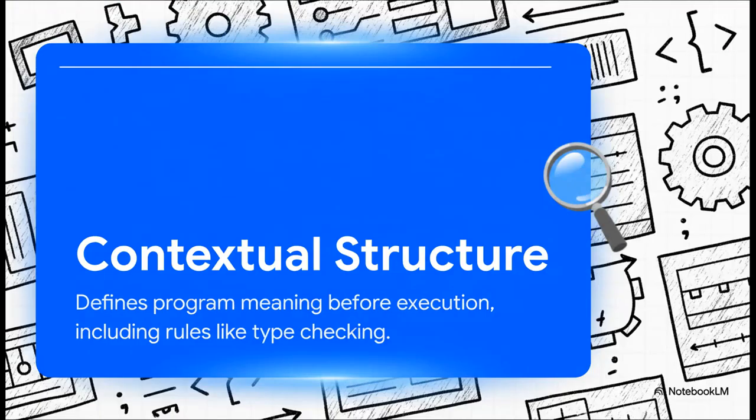The first part of semantics is what's called contextual structure, or static semantics. You can think of this as a check that happens before you even run the program. A piece of code can be syntactically perfect, but still be complete nonsense in context. For example, trying to add the number 5 to the word hello. The grammar is fine, but the context, the types, is all wrong. The compiler is going to catch that and say, nope, not happening.